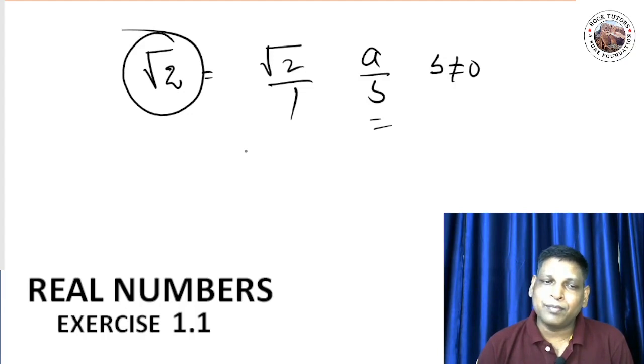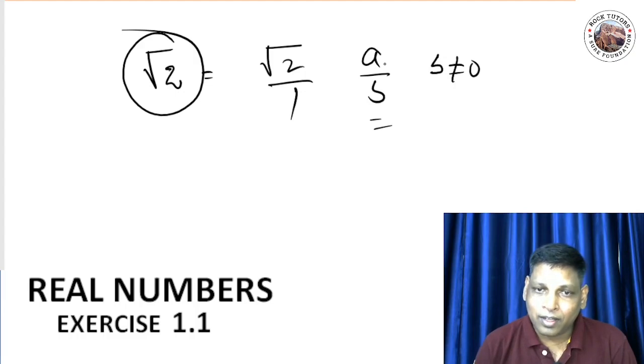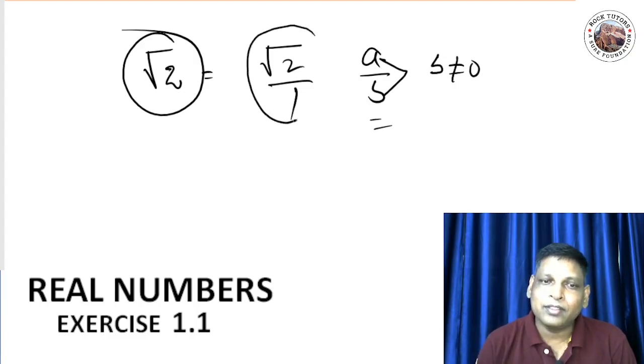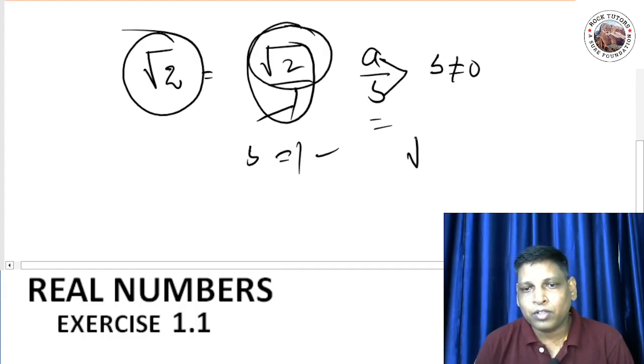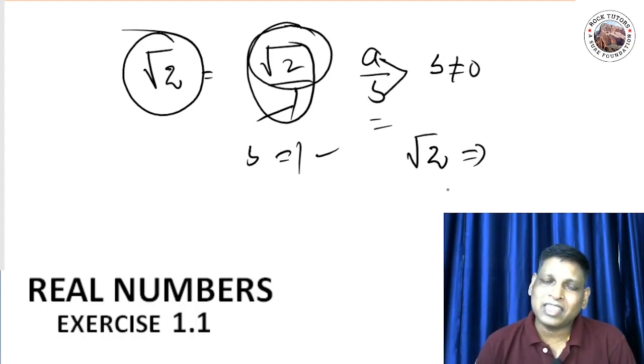That's why I told you in the beginning, we have to know the definition of rational numbers. A rational number says that a and b are integers. So we have come back to this point. A and b are integers. Here b is an integer, b is equal to 1. But what about root 2? Tell me, is root 2 an integer?